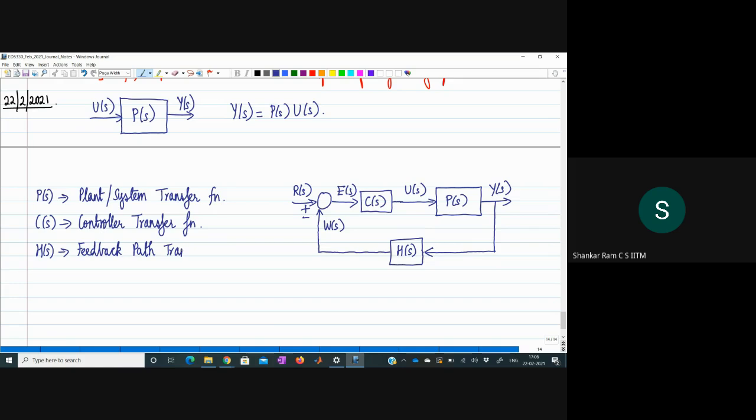Why is it called the feedback path transfer function? Because H of S is the transfer function in the feedback path, correct? So that's why it is denoted or named accordingly. So these are the various quantities.